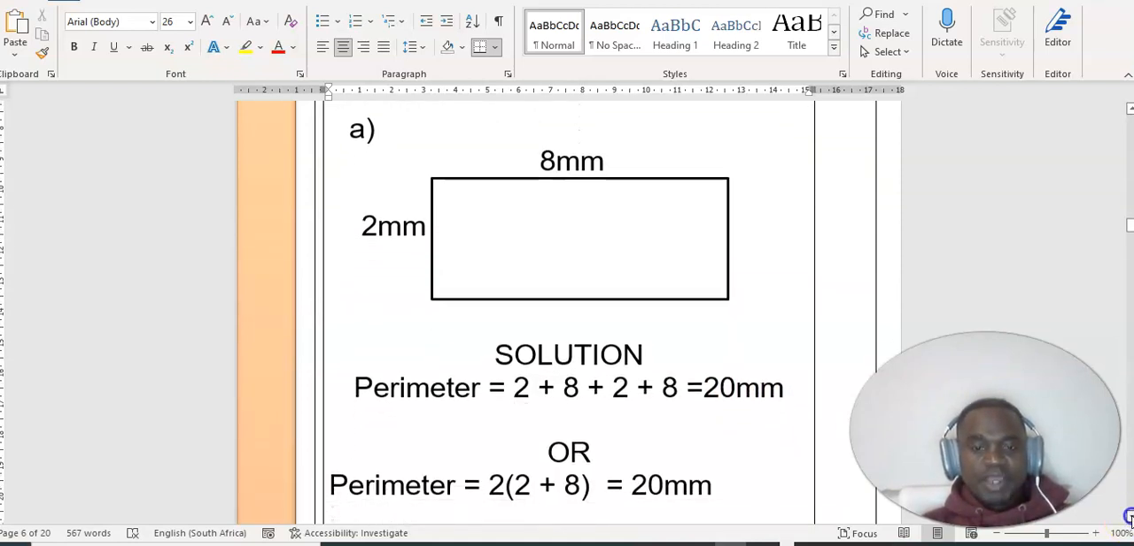You can also work it this way. You remember that formula where you have 2 into bracket L plus B. You can also use this to answer the same question. So the 2 into bracket, this 2 is this plus the other side 8. So if you multiply this, you are also going to get 20 millimeters.